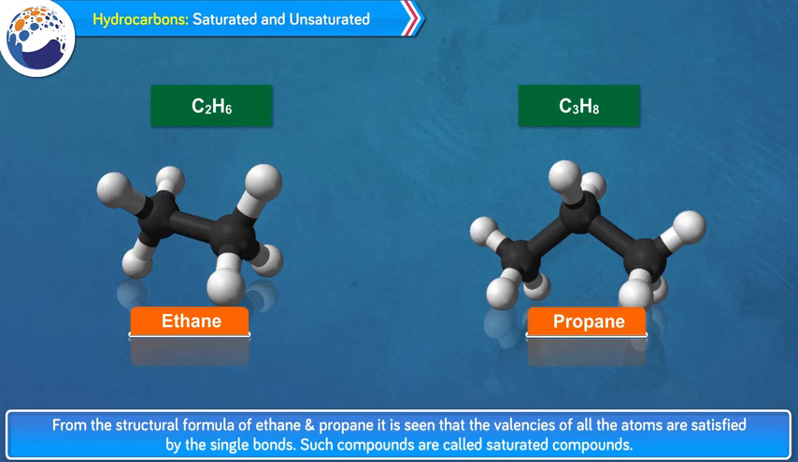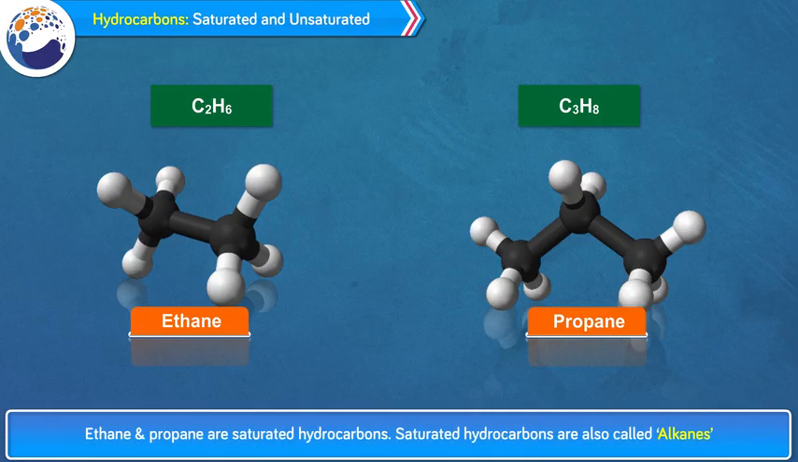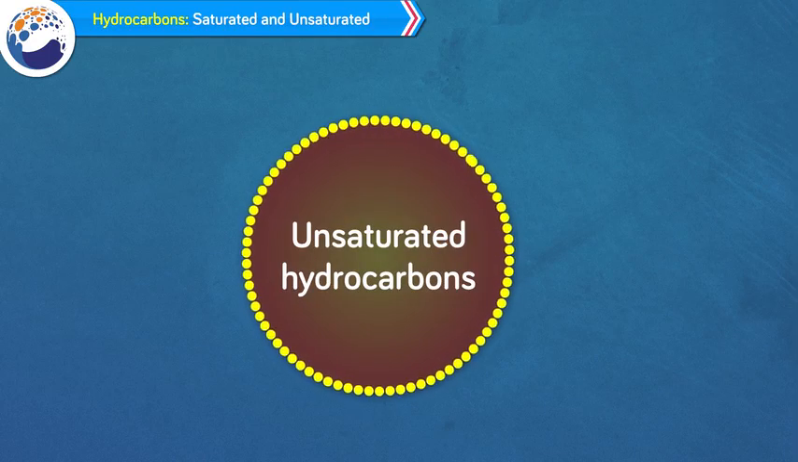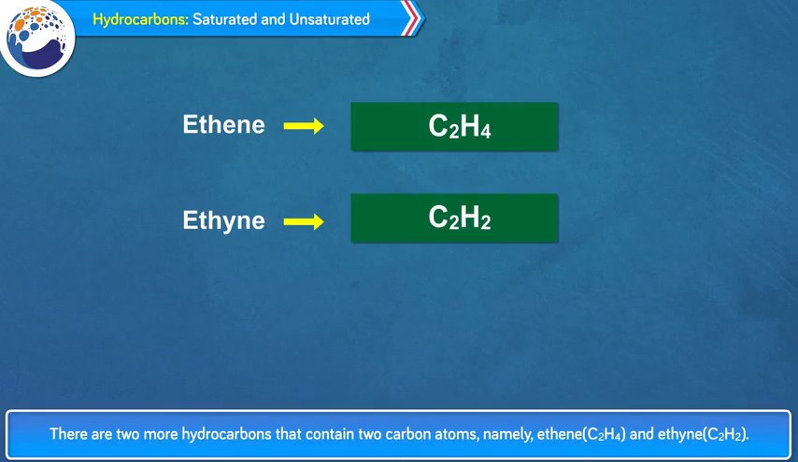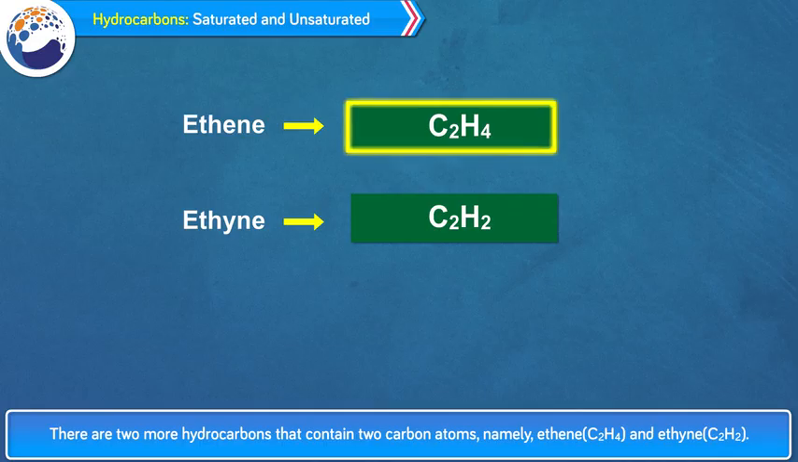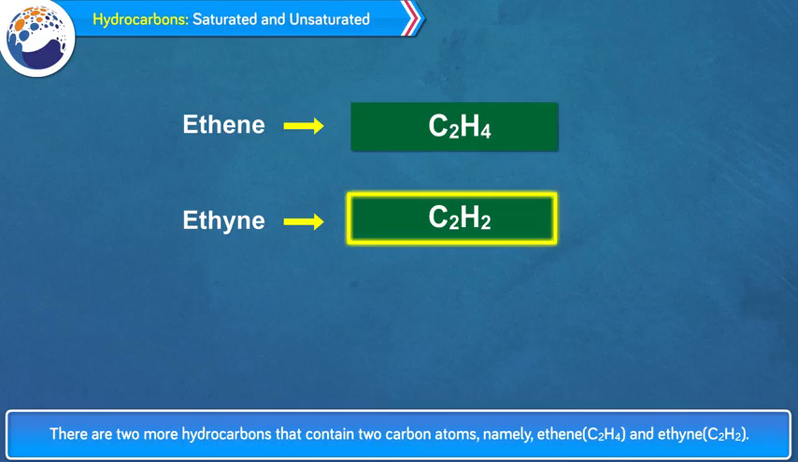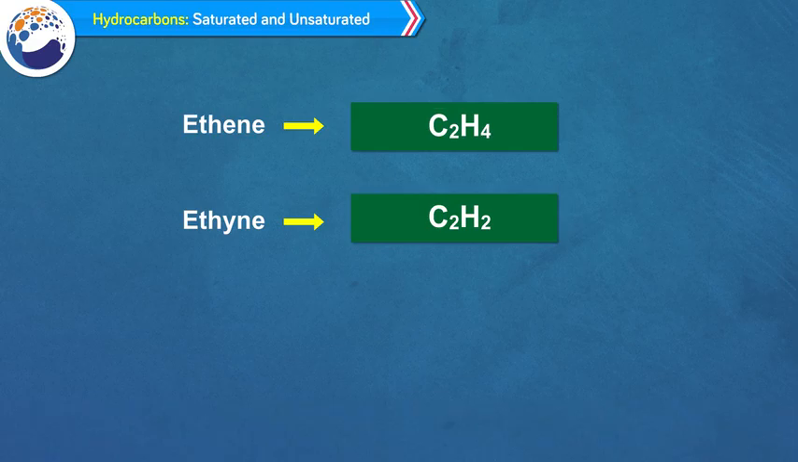From the structural formulae of ethane and propane, it is seen that the valencies of all the atoms are satisfied by the single bonds. Such compounds are called saturated compounds. Ethane and propane are saturated hydrocarbons. Saturated hydrocarbons are also called alkanes. Unsaturated hydrocarbons. There are 2 more hydrocarbons that contain 2 carbon atoms, namely ethene, C2H4, and ethyne, C2H2.